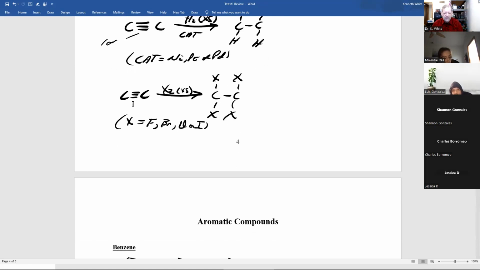And the same thing is true if you take a triple bond, which has 2 pi bonds and 1 sigma bond, and react it with excess halogen gas, X2. X again can be fluorine, chlorine, bromine, or iodine. And for each pi bond, each carbon of the triple bond gets a halogen, 2 pi bonds, each one gets 2 halogens.